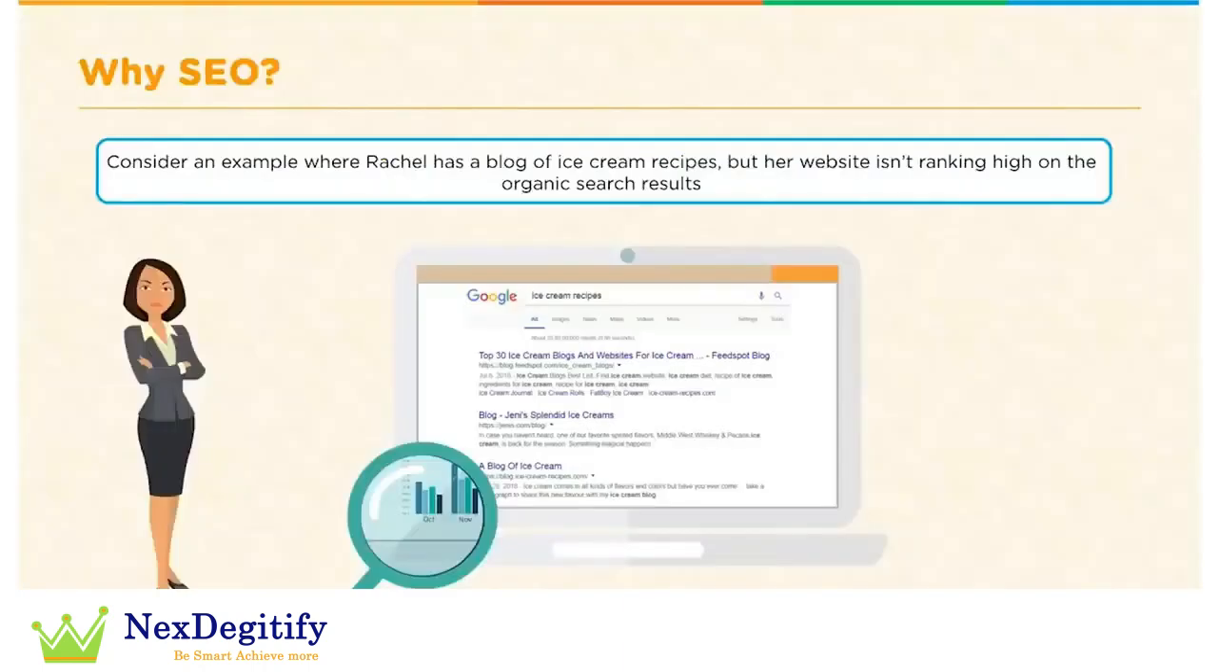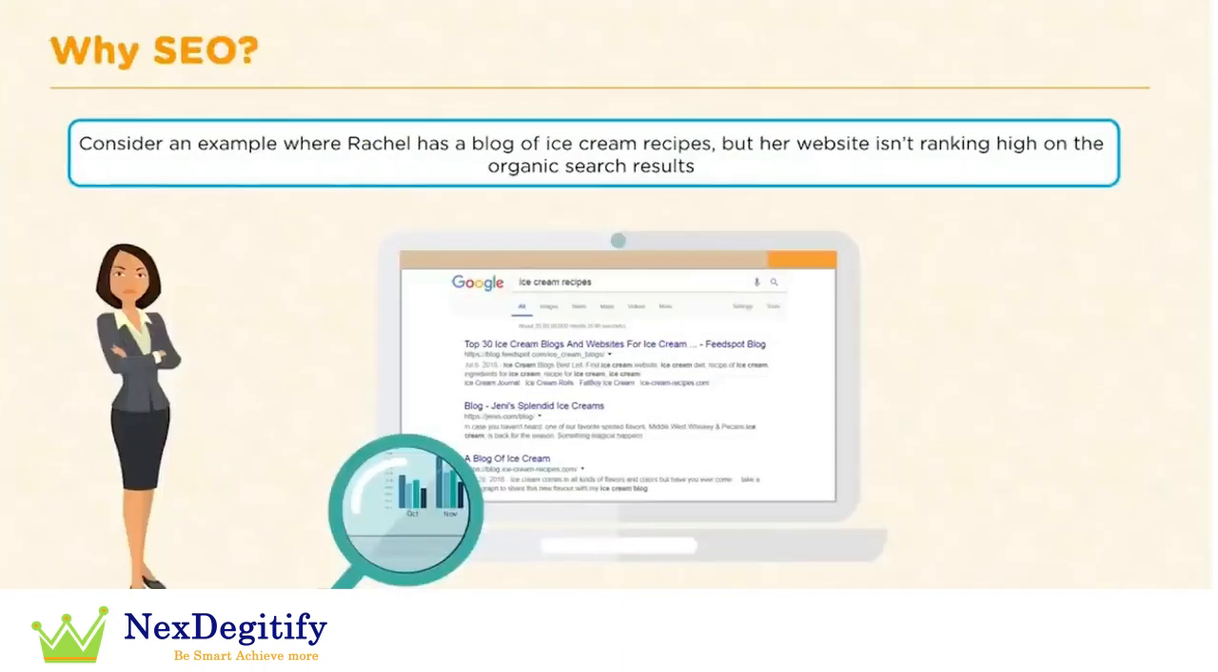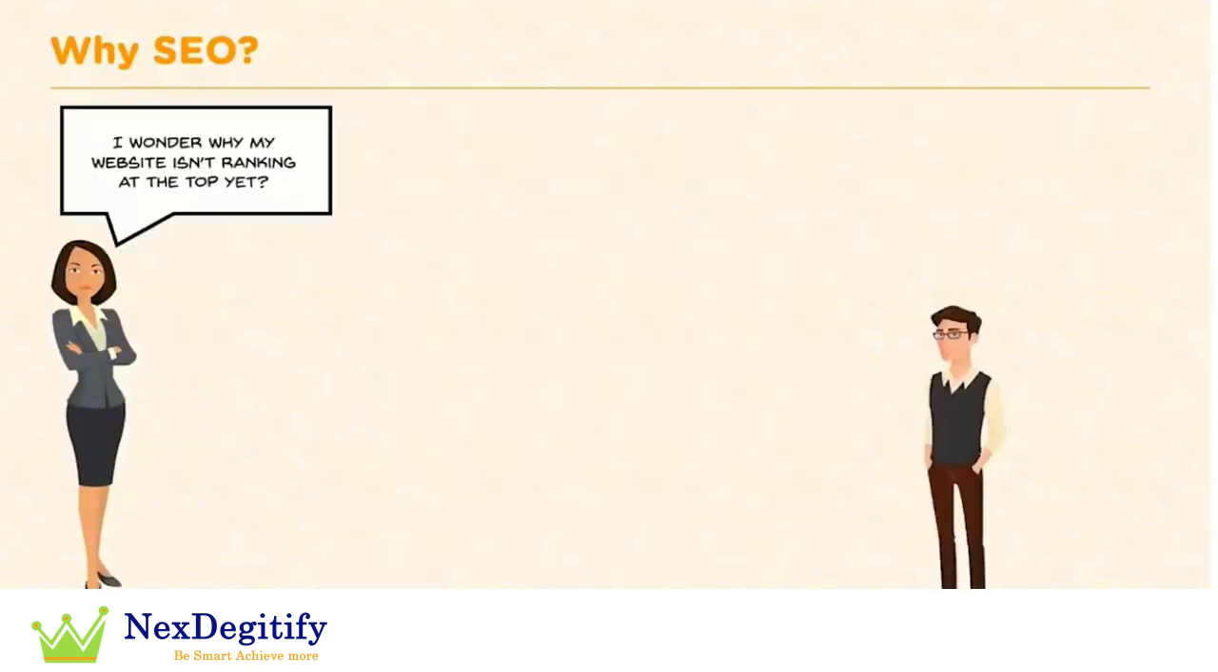So we're going to use a basic example, and let's just say you have a blog. You're a food blogger, you're passionate about food, and your niche is ice cream. And let's just say you have a lot of ice cream recipes. You want to get traffic to your blog. You want people to read your blog. And you're curious, why am I not ranking for my blog?